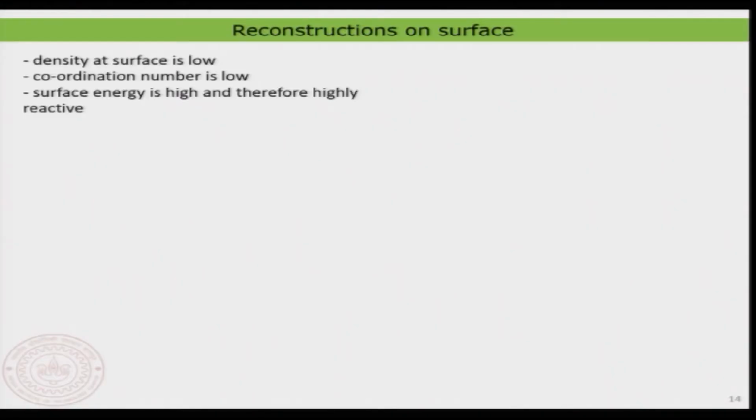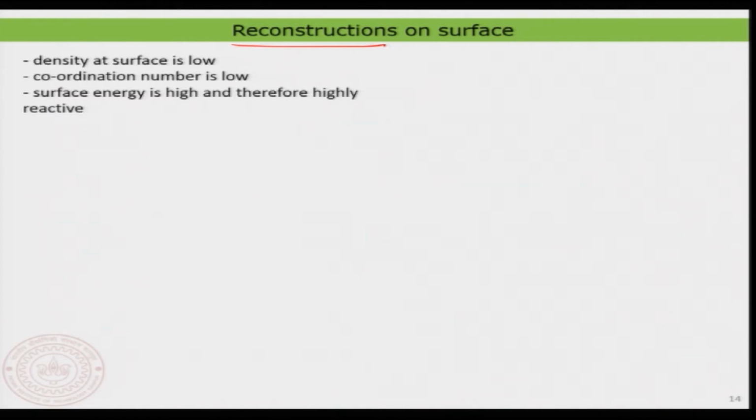Now let us have a look at one very important thing, which is known as the reconstruction of the surface. So far the surfaces that I have shown you are all ideal unreconstructed surfaces, but this is not possible. Any surface that you create is going to get reconstructed in order to stabilize its surface energy. So why is it necessary for the surface to do this reconstruction? And believe it, all surfaces are going to be reconstructed.